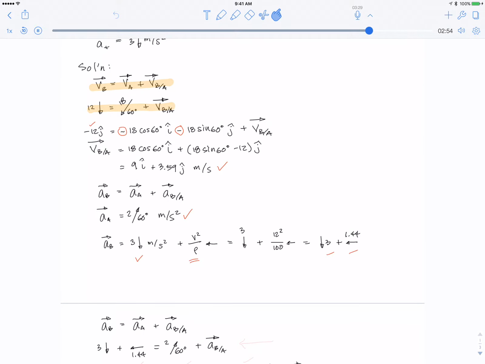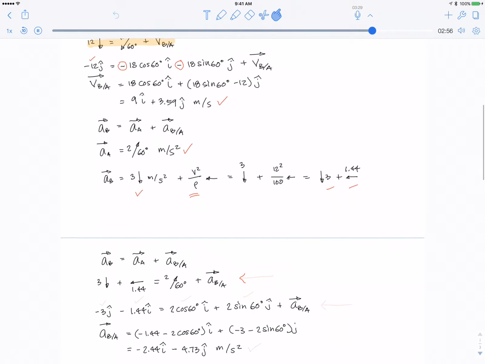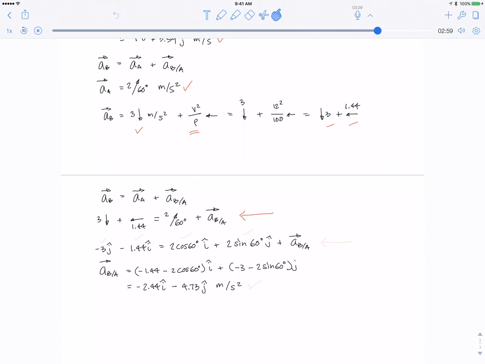And so I just wrote that out in picture form here. Then I went ahead and put that into I and J components here. Clearly 3 down is minus 3J. 1.44 left is minus 1.44I. Up and to the right at 60 degrees is cosine 60 for the I and sine 60 for the J. And these are both positive. It's going to the right and up. So those are those two. And then you just solve for A, B relative to A.